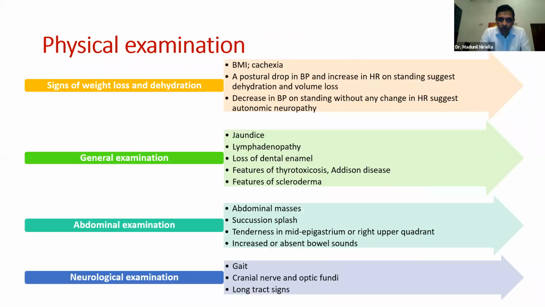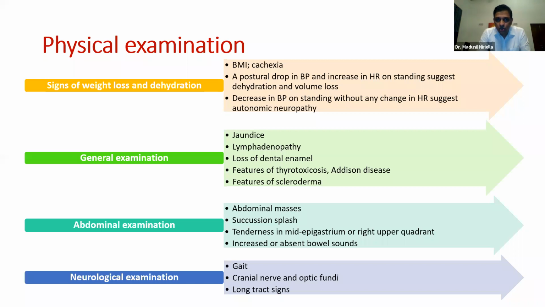Physical examination should be directed to identify signs of weight loss and dehydration. So document the BMI, and look for signs of cachexia. A postural drop in blood pressure and an increasing heart rate on standing suggests that there is dehydration and volume loss. Whereas a decrease in blood pressure on standing without any change in heart rate suggests autonomic neuropathy, which may contribute to nausea and vomiting.